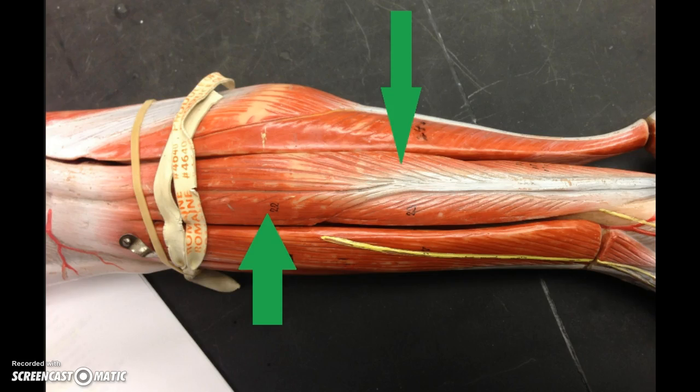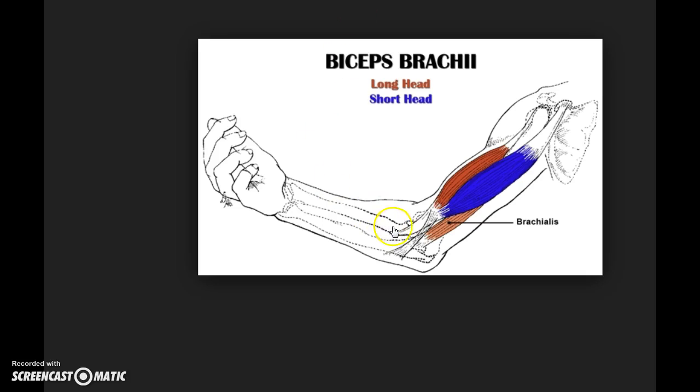I had that picture. Here, this is showing, remember the biceps, two heads. It's color coded, and you can see the two different heads of the biceps. It's not two different muscles. And deep to that, remember, you've got a muscle called the brachialis.